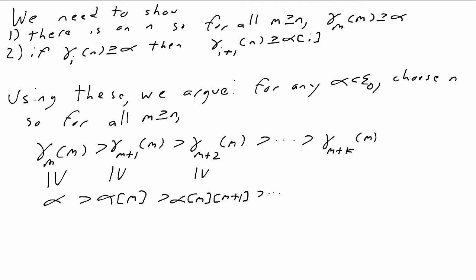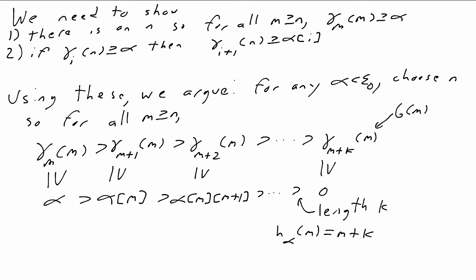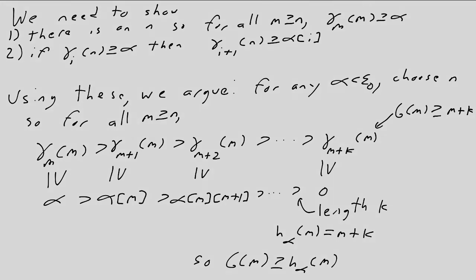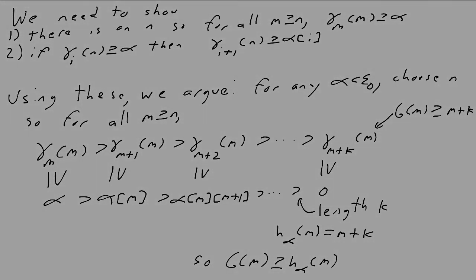In particular, h alpha of m is m plus the length of the lower sequence, and g of m is m plus the length of the upper sequence. So the top sequence is at least as long as the bottom sequence, because the top sequence can't reach 0 unless the bottom one does as well. So g of m is m plus the length of the top sequence, which is greater than or equal to h alpha of m. And that means for every m greater than or equal to n, g of m is greater than or equal to h alpha of m.